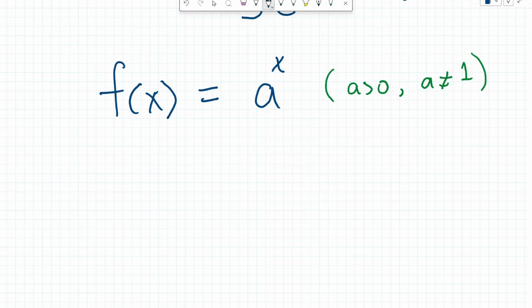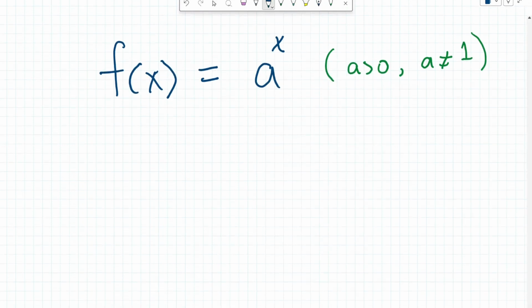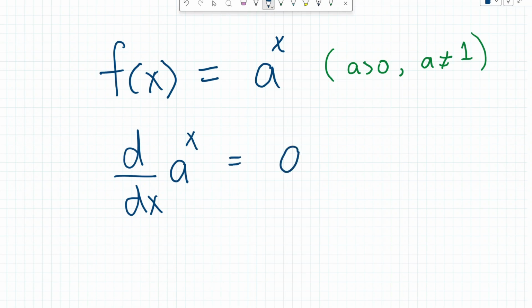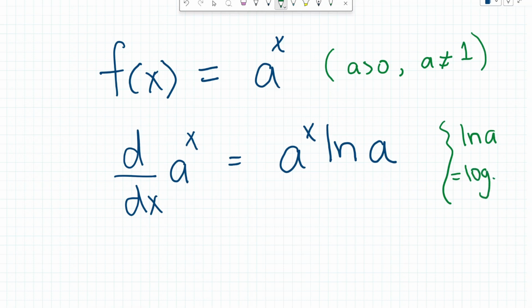I'm going to give you the definition of the derivative right below. The derivative with respect to x of a to the power of x equals a to the x times ln a. Again, we can see how our logarithms come in. Just as an aside, recall that ln a equals log base e of a, so ln is the natural logarithm. So this is the definition.